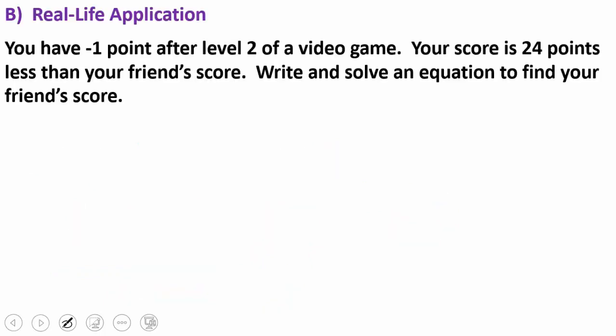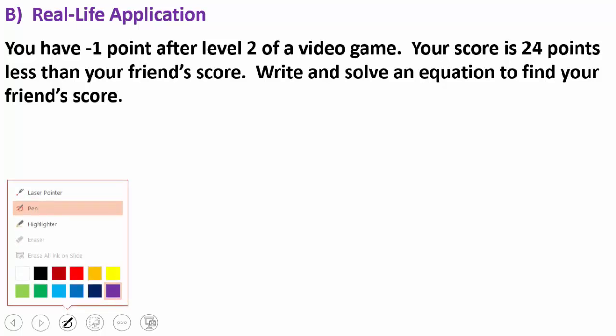All right? One last thing before we finish our video notes tonight is a real-life application. You have negative 1 point after level 2 of a video game. Your score is 24 points less than your friend's score. Write and solve an equation to find your friend's score.